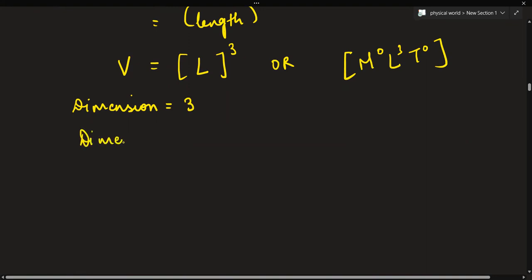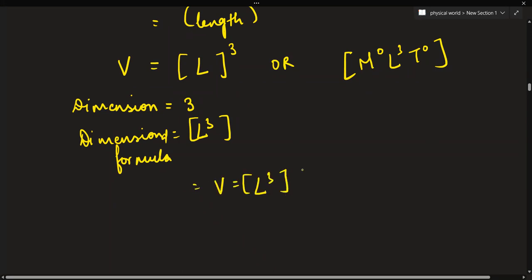Now, what you were referring to, Arnav, that was the dimensional formula, this L cube. L cube, or this whole M0, L cube, T0, this is known as dimensional formula. Whenever you are asked to write the dimensional formula, be careful. Now, this whole statement, V is equal to L cube, including volume, this becomes your dimensional equation.